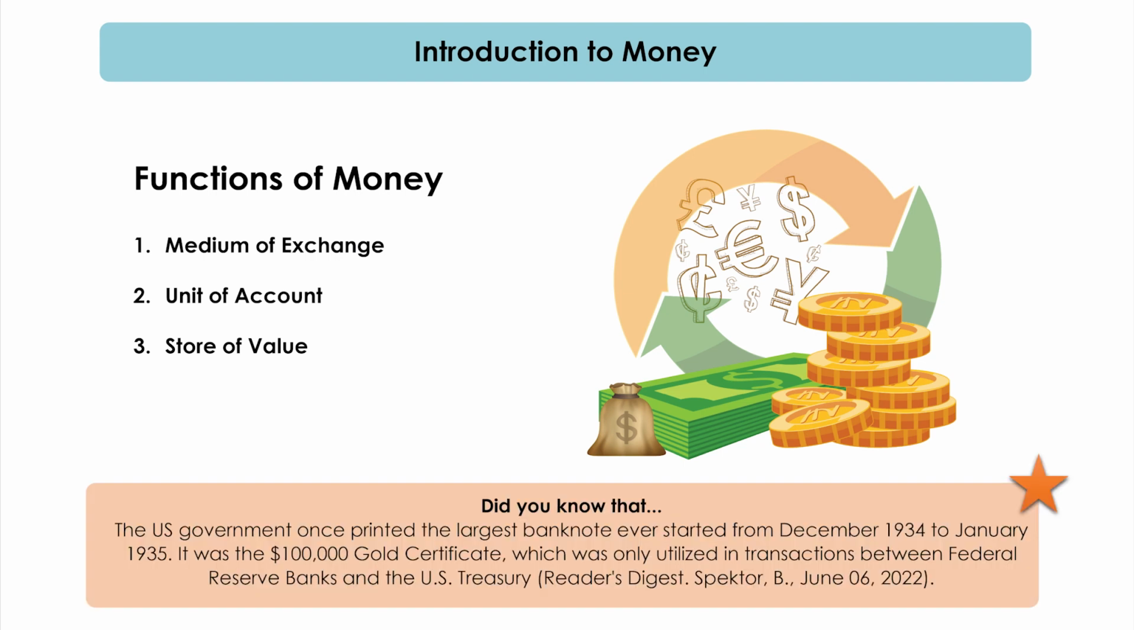Did you know that the U.S. government once printed the largest banknote ever, from December 1934 to January 1935? It was the $100,000 gold certificate, which was only utilized in transactions between Federal Reserve banks and the U.S. Treasury. Reader's Digest, June 6, 2022.